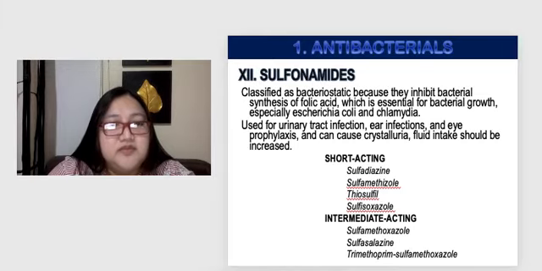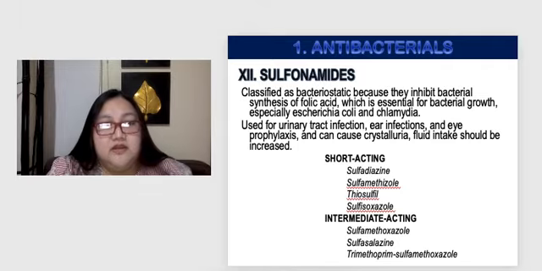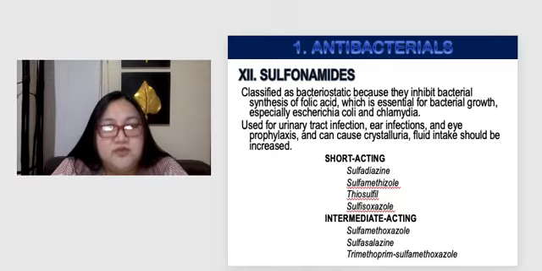Many of the sulfonamides are oral. It's well absorbed in the GI tract. So, pwede siya for UTI, ear infections, and eye prophylaxis also. But sulfonamides can cause crystalluria or crystals in the urine. Because of that, fluid intake should be increased, at least about 10 glasses of fluid per day. At nabanggit ko nga kanina, do not give it to pregnant women, especially those in the 3rd trimester.